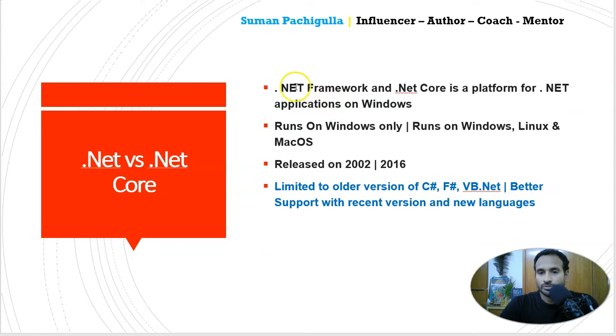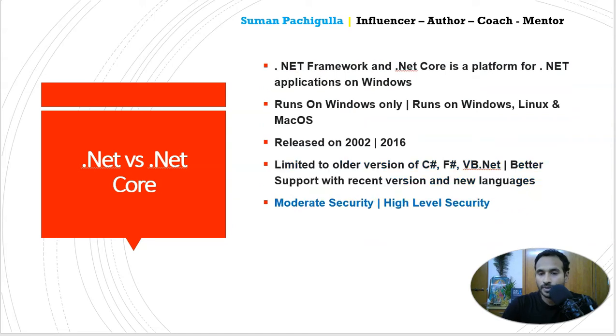So when it comes to the .NET framework, you will see in the requirements or in the resumes, they use C#, F# or VB.NET and so on and so forth. Those are the older versions. But when it comes to .NET Core, it supports recent versions of these and new languages as well. New upgraded versions of these languages are not going to support the .NET framework. Got it? And the .NET framework has moderate security, moderate performance, but .NET Core has high level security and high level performance.